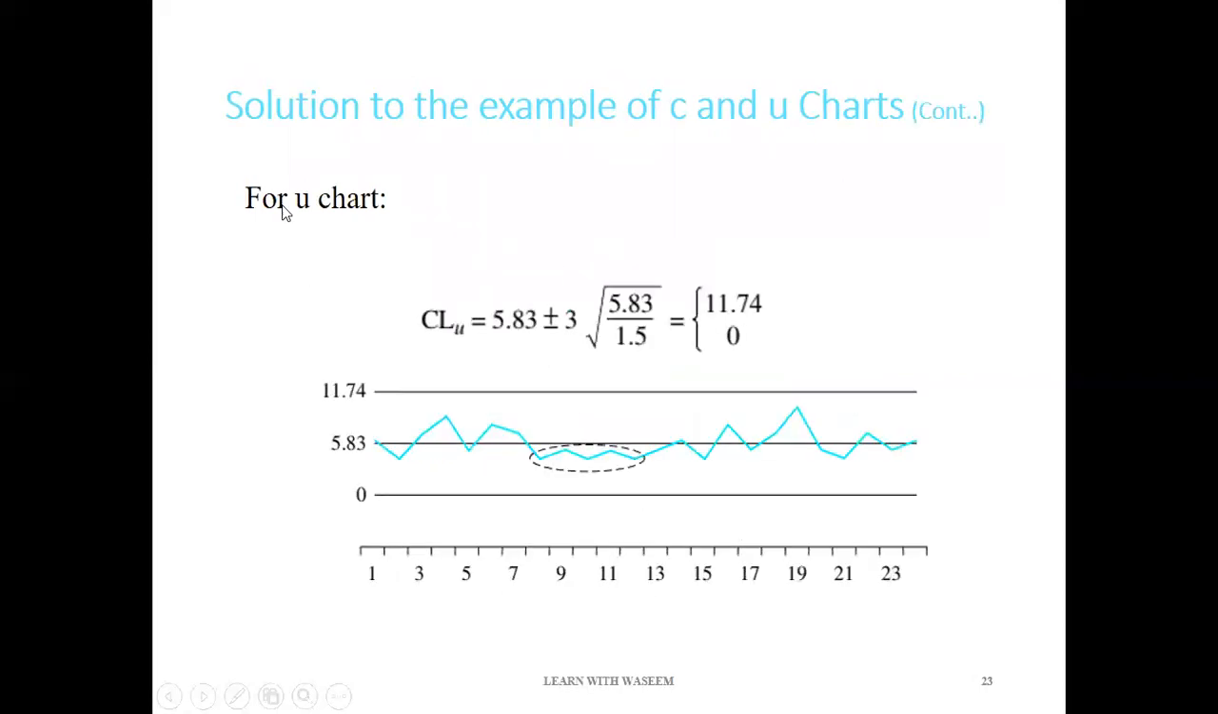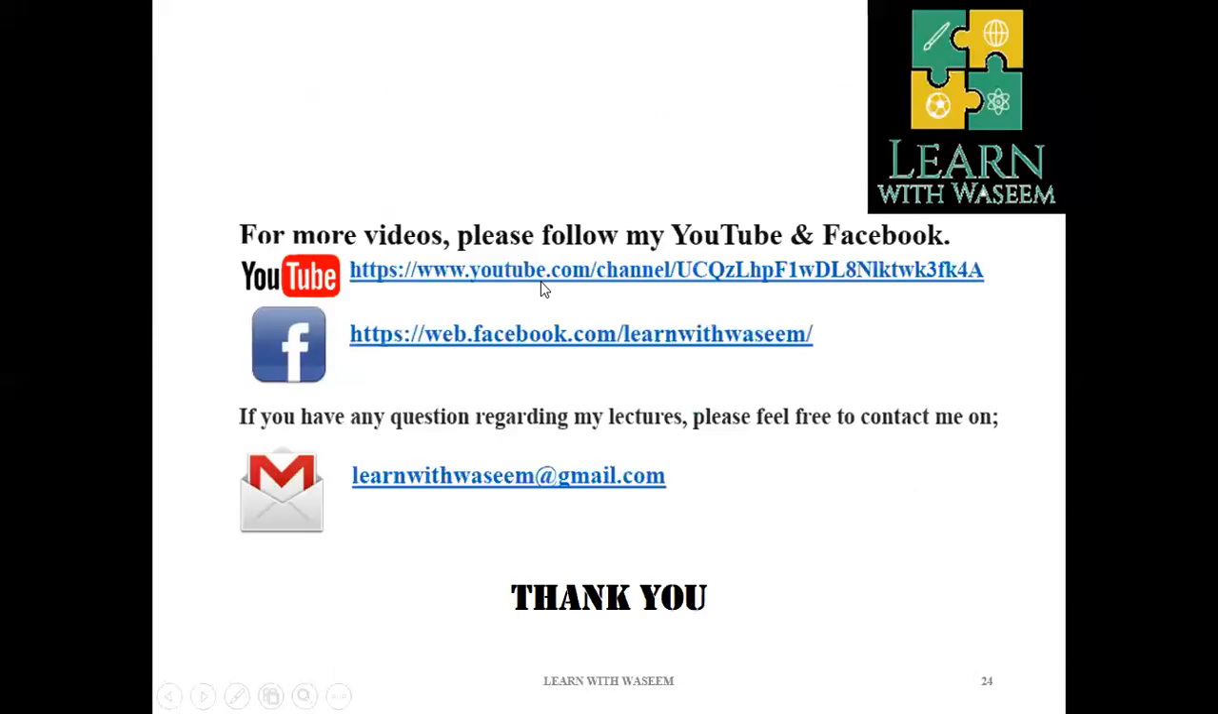For the U chart, U bar plus minus 3 under the root of U bar divided by n. U bar was 5.83, and the upper control limit is 11.74 and the lower control limit is 0. These are our data that is plotted on the U chart. So these were the charts for P, NP, and C and U chart for attributes. That's the end of the lecture.